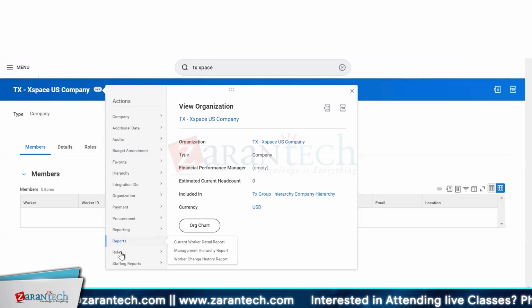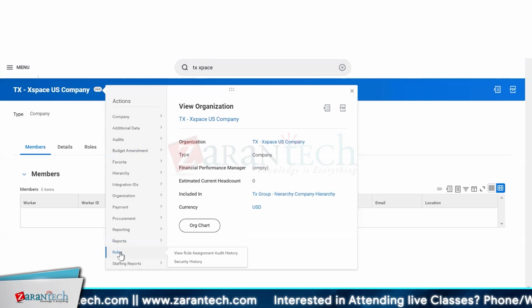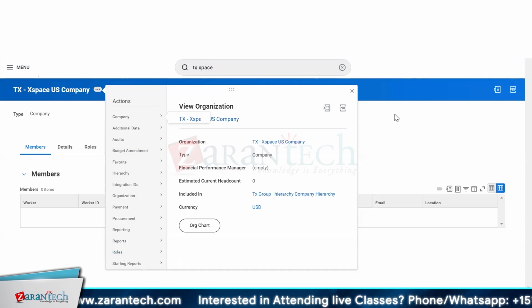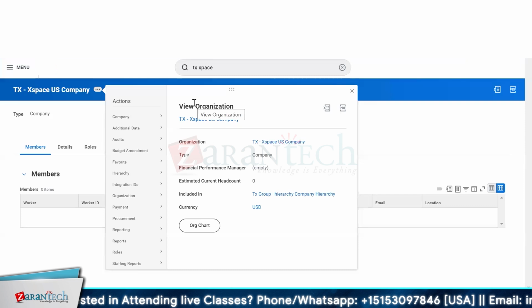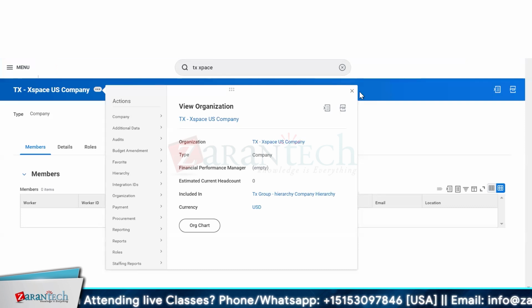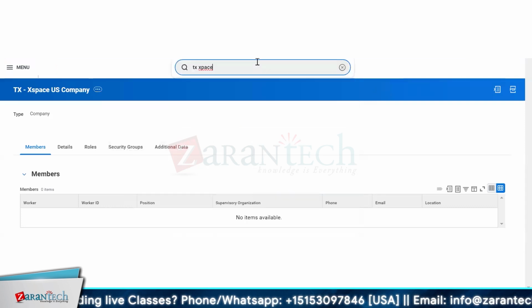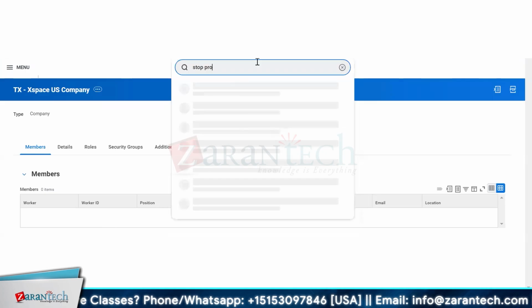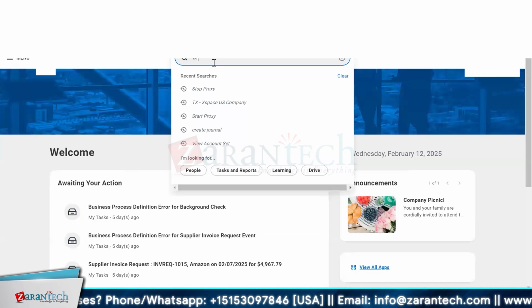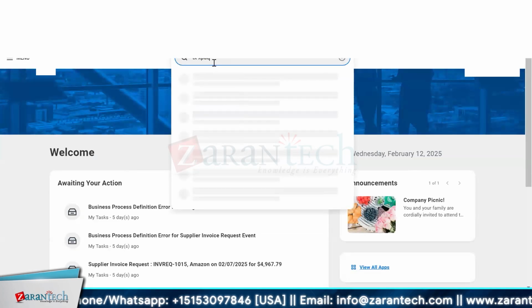Here, if I go down, we have assign roles. They don't give me the access, basically. Someone from ZaranTech is here, so we will discuss this point in a detailed way. But right now, certain privileges have not been given to this person. Let me check here if I stop proxy. Now find my TXX space.